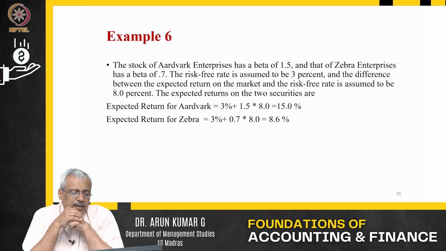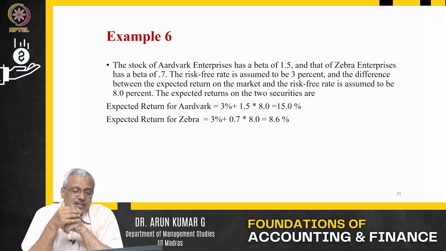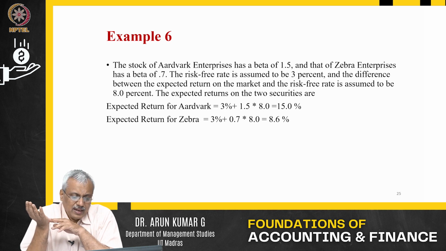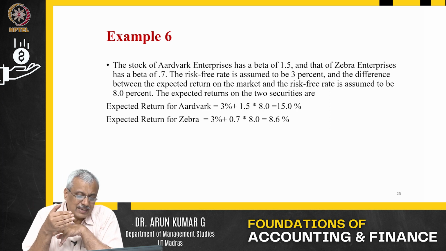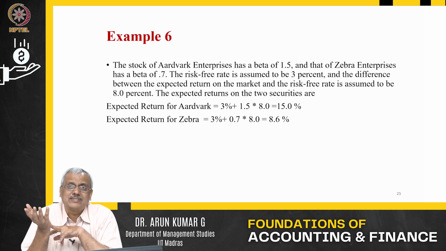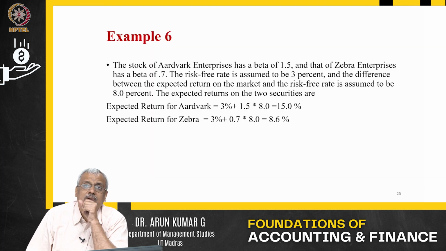I have some more examples. The stock of Aardvark Enterprises has a beta of 1.5, higher than the market, and that of Zebra has a beta of 0.7, lower than the market. Risk-free rate is 3%. The difference between the expected return on the market and the risk-free rate, that is the premium, is 8%. So what is the expected return of Aardvark Enterprises? Risk-free rate is 3%, beta is 1.5, and the market risk premium is 8%. So 1.5 times 8 plus 3%. For the other one, 3% plus 0.7 times 8%, which gives 8.6%.